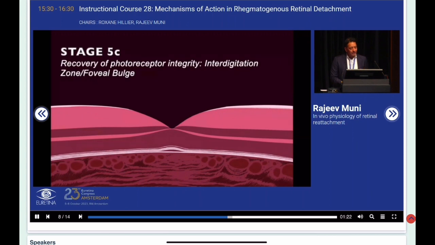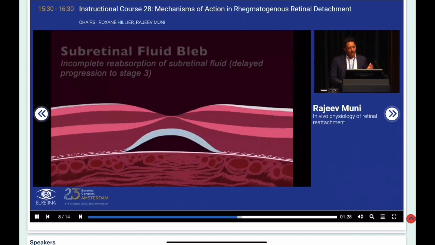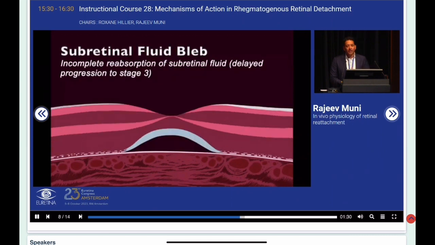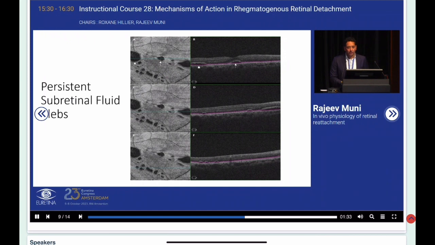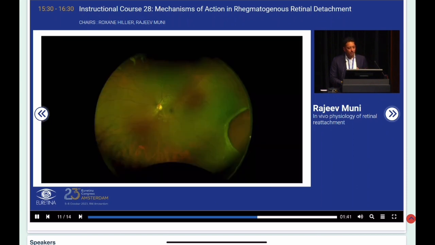Now, if you have a delayed recovery or progression through stage 2, you can get these outer retinal folds, and if you have a delayed progression to stage 3, you can get residual subfoveal fluid blebs. Subfoveal fluid blebs can be beautifully seen with en-face OCT, and here you can see how the subretinal fluid gradually reabsorbs over time. This is a patient with an inferior dialysis who had a pneumatic retinopexy.